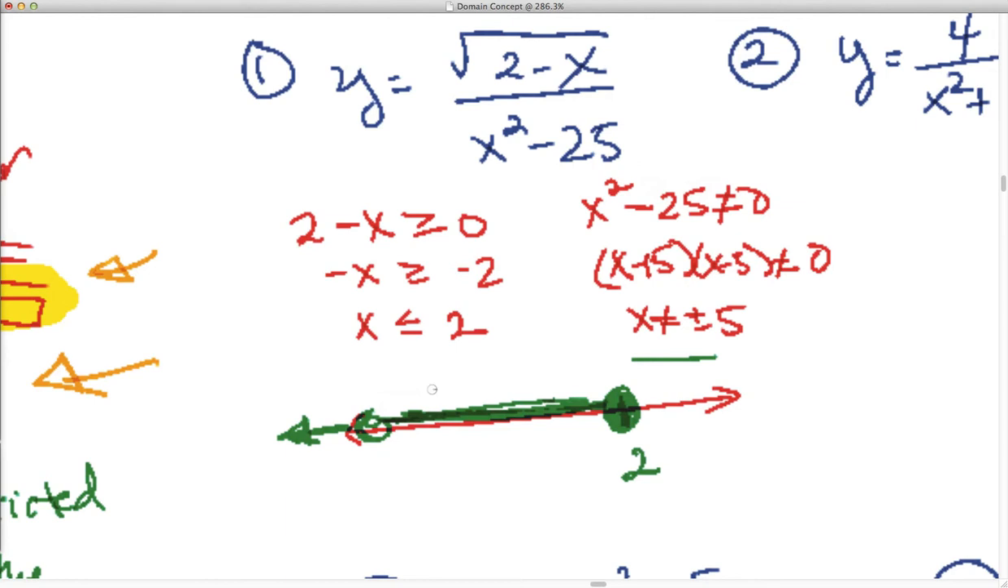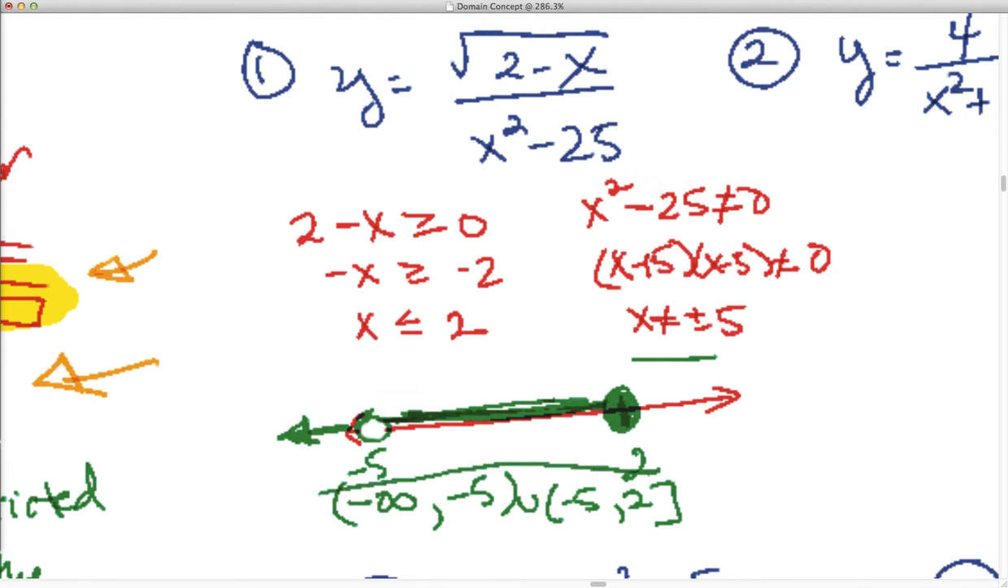So if we combine both answers, note that the positive 5 is not even part of your region of interest. So your final answer would be negative infinity to -5. This is that -5 right there. Union -5 to 2. But the 2 gets a bracket because of the equal sign.